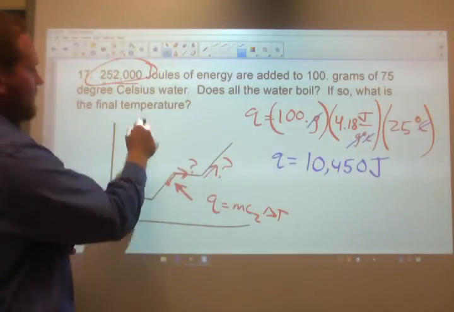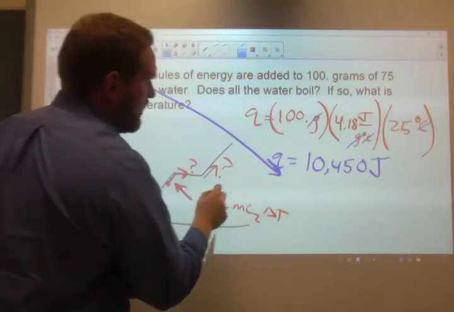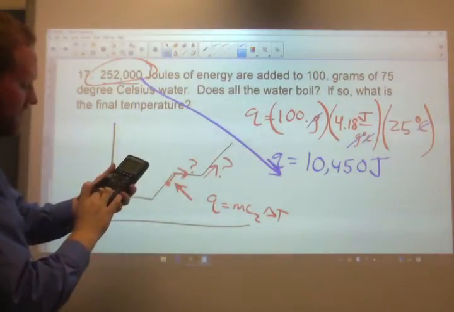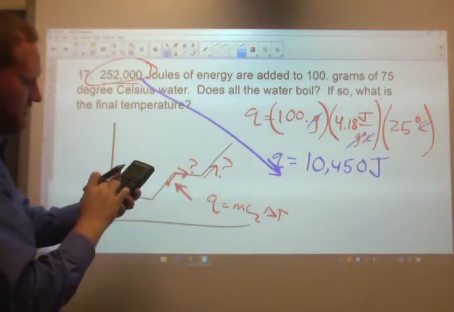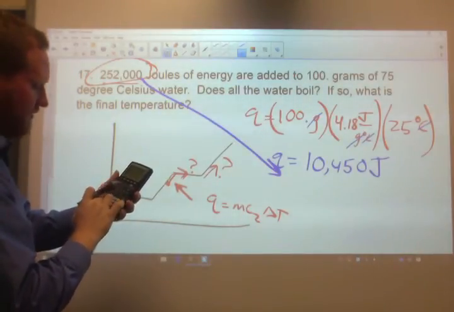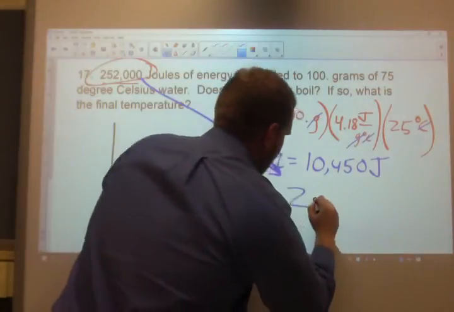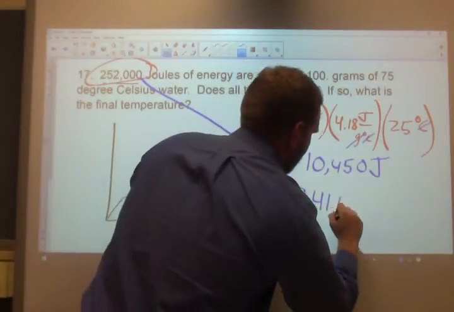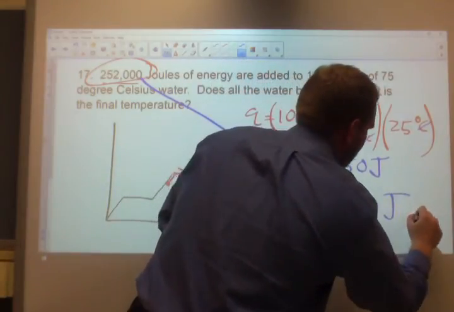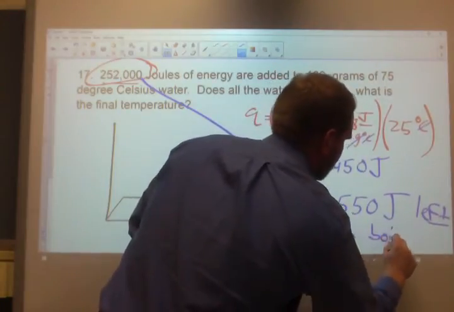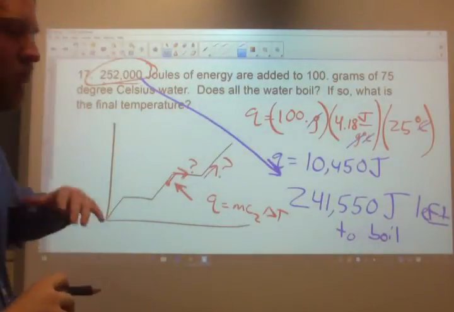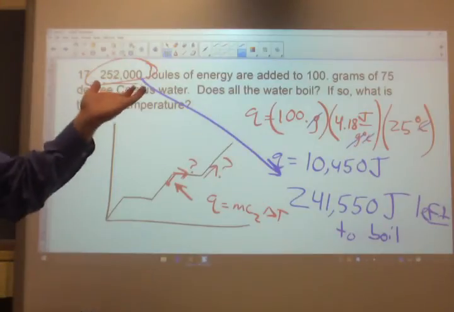So what I'm going to say is this. I started with 252,000. I'm going to say 252,000 minus 10,450 means I only have 241,550 joules left to boil. So that's important. Step one is done. We've made it up to the boiling point.